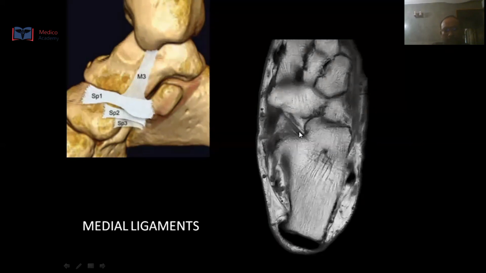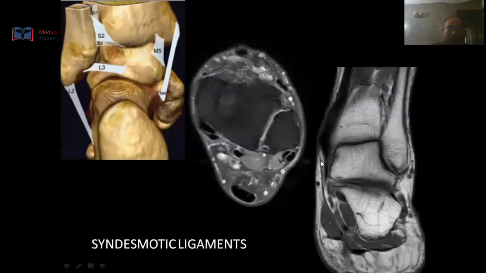So in the MRI image, you are able to see this is the calcaneum and the navicular, which constitutes the calcaneonavicular or the spring ligament complex. It is very difficult to see all the three ligament components separately on the MRI. Coming to the posterior ligament complex, the most proximal, the S1 which is indicated, is the syndesmotic ligament, which you are able to see here.